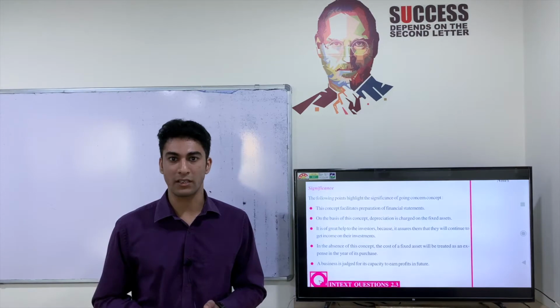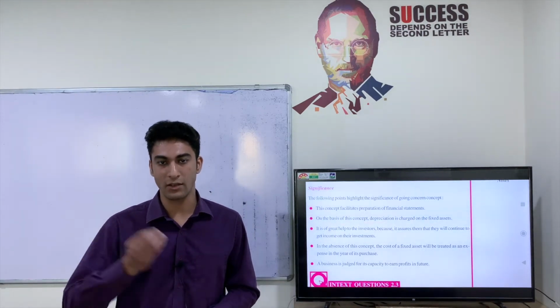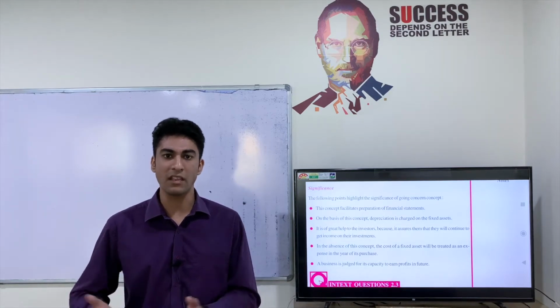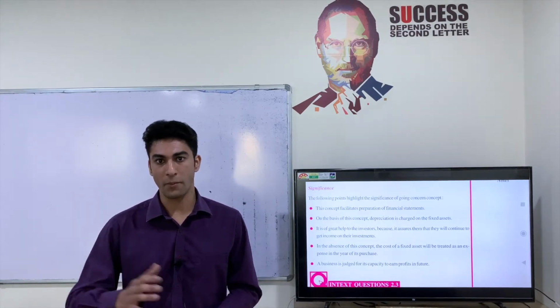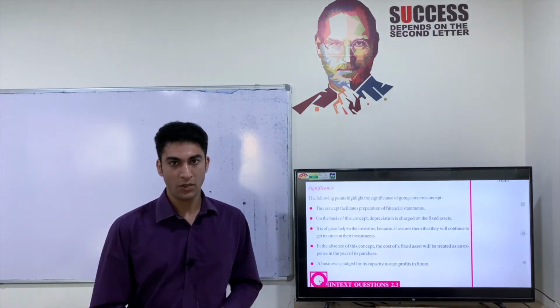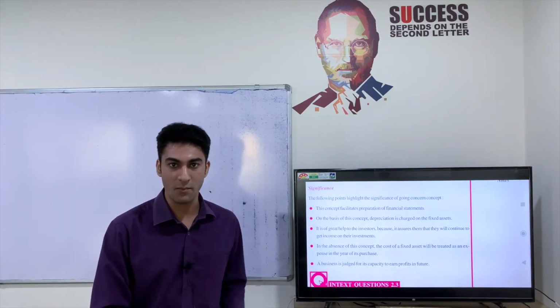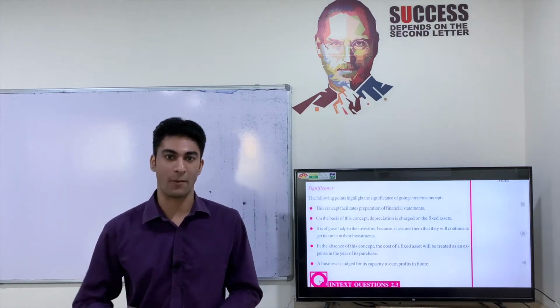Scrap value is nothing but the money that you can attain from selling off your redundant machine. Redundant means which is totally used up, which is obsolete, which cannot be used further. So once the machine becomes redundant, you will try to sell it in the market so that you can attain some money out of that. That is known as scrap value.